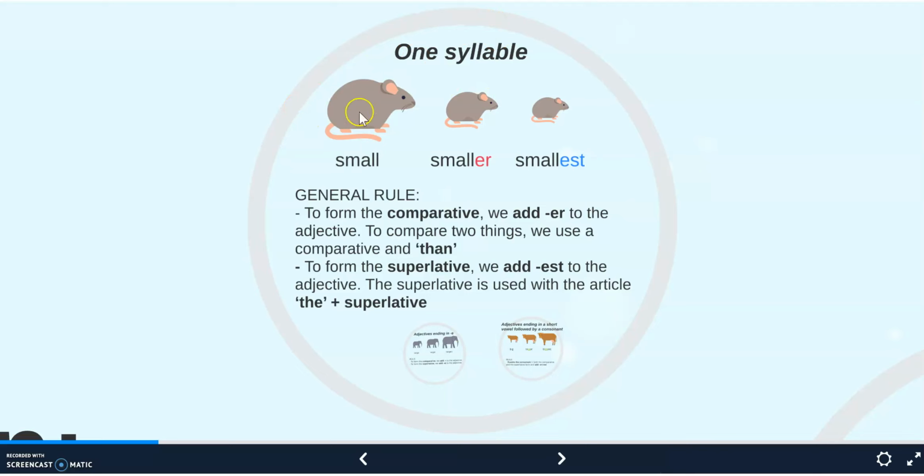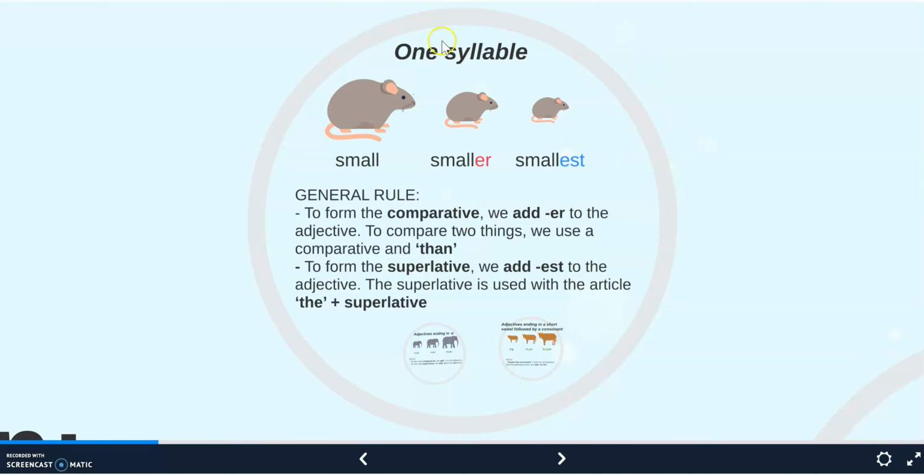So a mouse is small, but this mouse is even smaller, and this one is definitely the smallest. So the general rule, to form the comparative, we add er to the adjective. Then, to compare two things, we can use a comparative and then. So this mouse is smaller than this mouse. To form the superlative degree, we add est to the adjective. The superlative degree is used with the article the and then the superlative. So this mouse is the smallest.